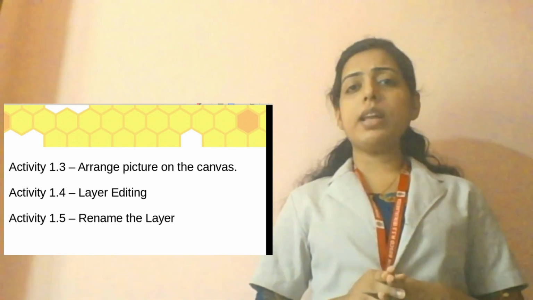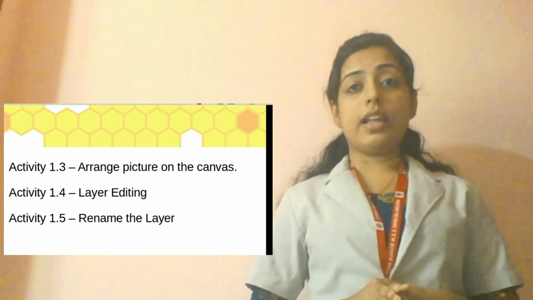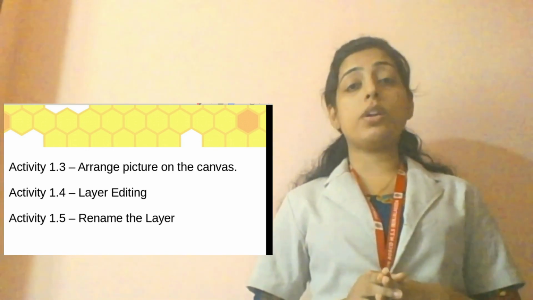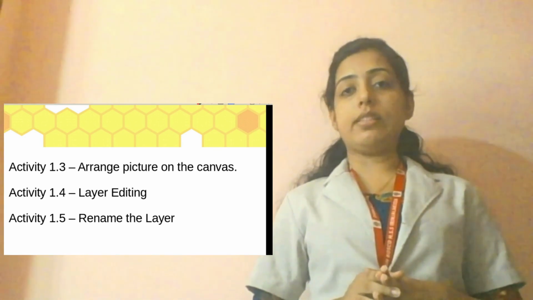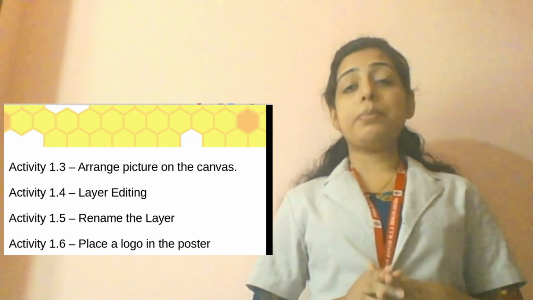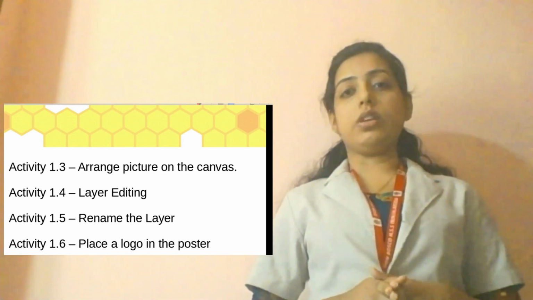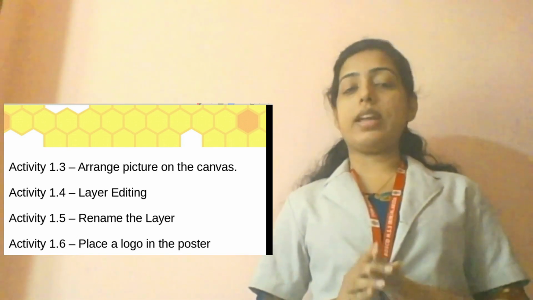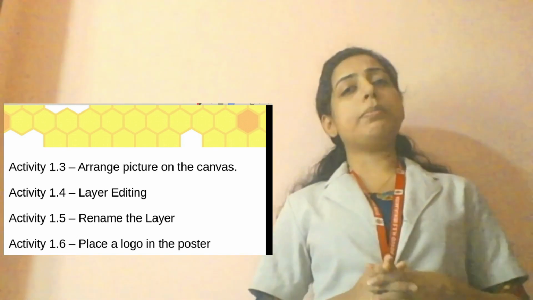So how can you rename a layer? Either double click on the layer and type a new name. Otherwise, right click on the layer and select what? Edit attributes option, and then we can rename a layer. And then what was the next activity? Placing a logo in the poster. So for pasting a logo, File, Create Logos, and select a suitable logo and type the text.